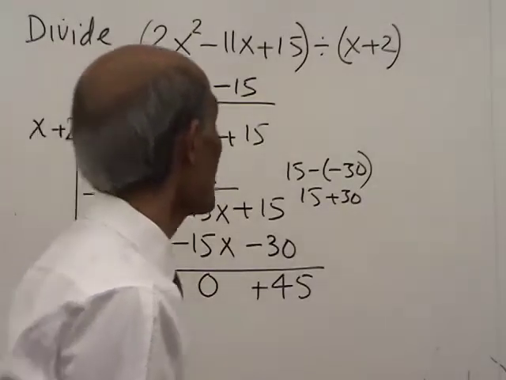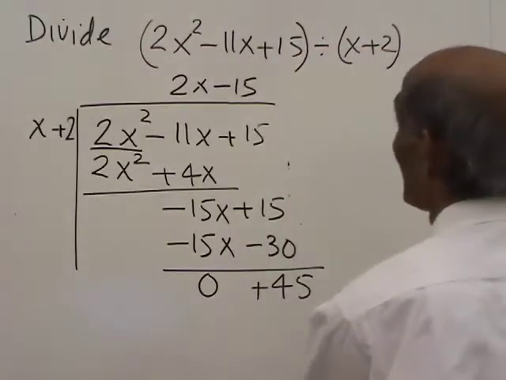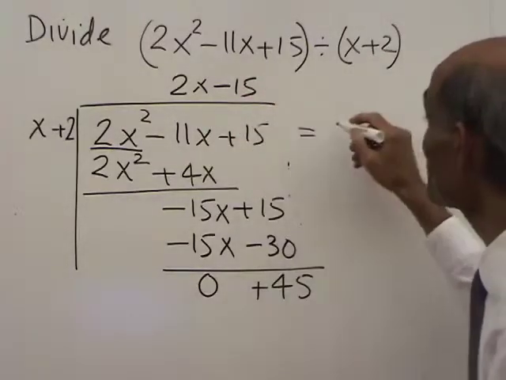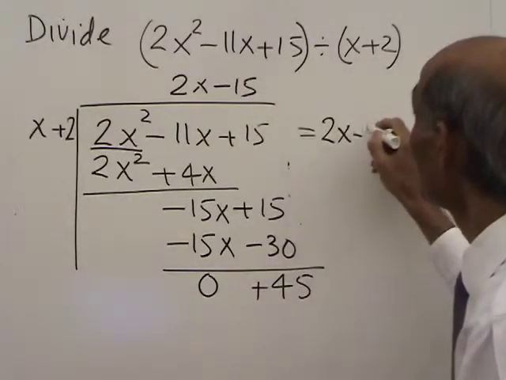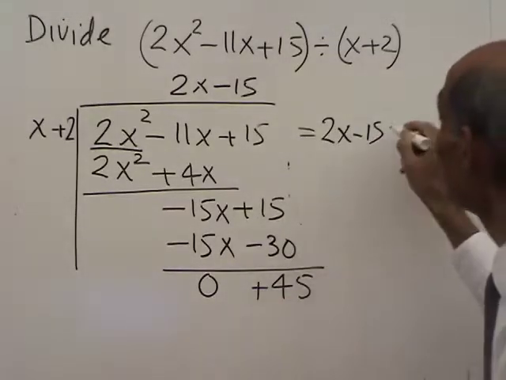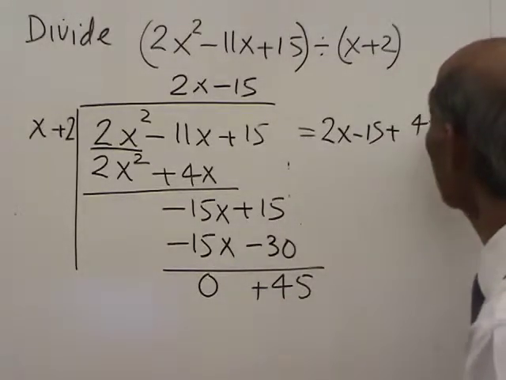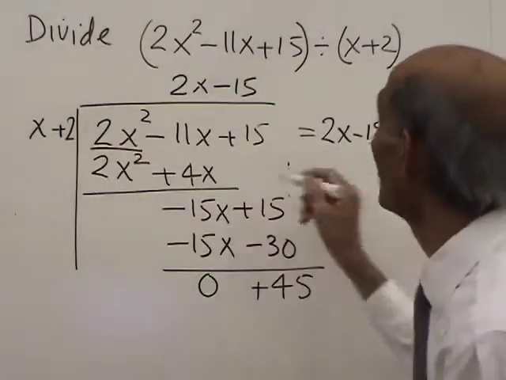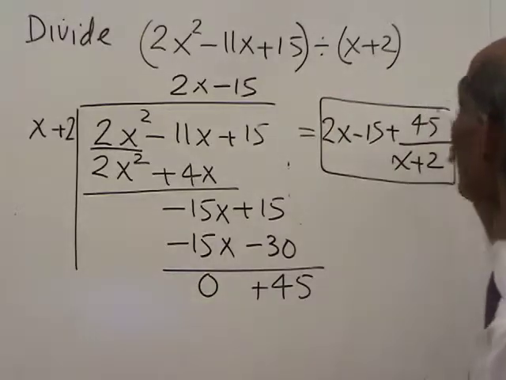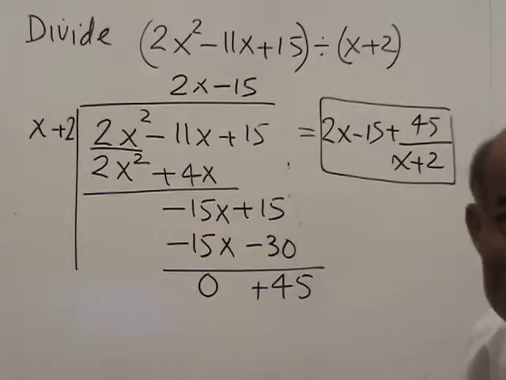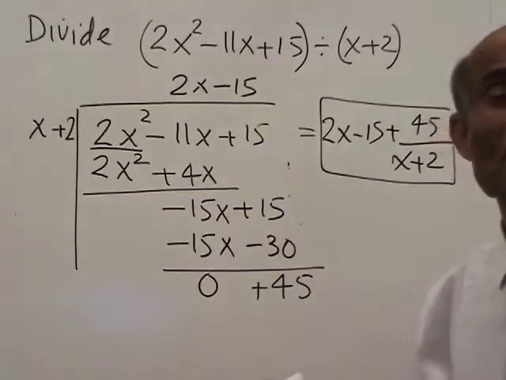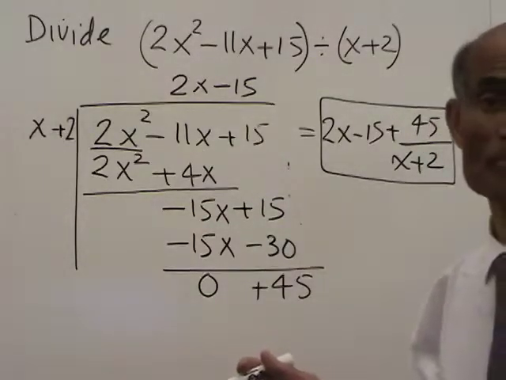So, what is our answer? Our answer is 2x minus 15. Now, plus 45 is the remainder. That will be 45 divided by x plus 2. That is the answer of the long division. Again, you need to practice this. Take a few more problems and practice this on your own.